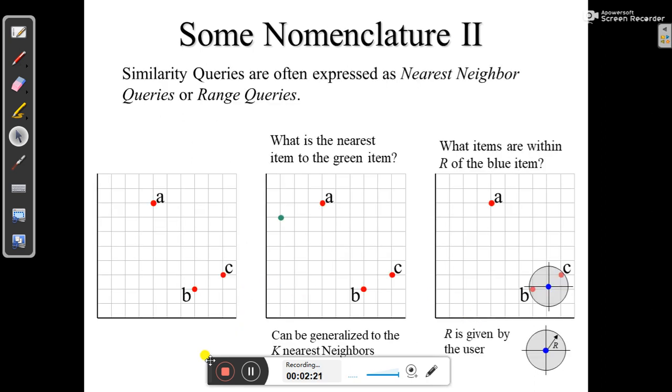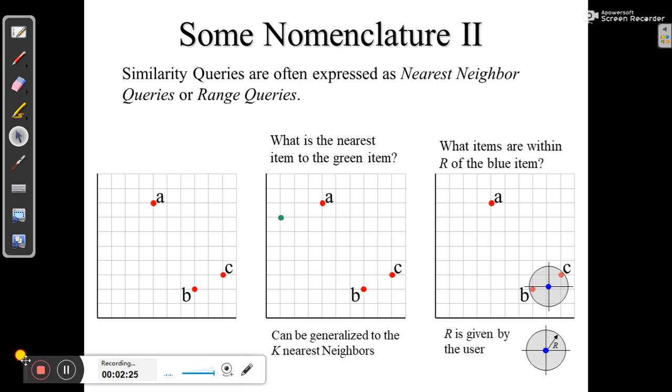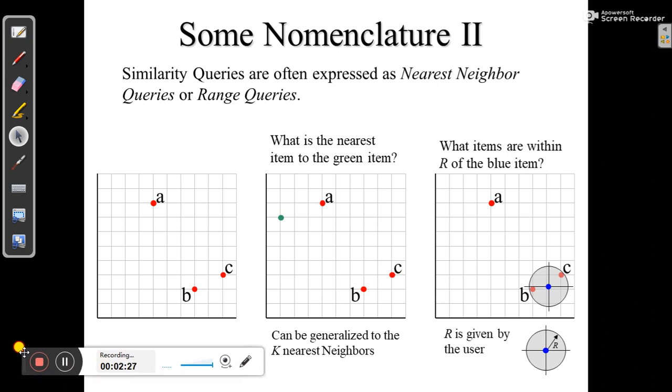Here you can see similarity queries are often expressed as nearest neighbor queries or range queries. Suppose there are three items A, B, C. What is the nearest item to the green item? We need to find the nearest item to this green item, and this can be generalized to the k nearest neighbors. We'll try to understand what a nearest neighbor is in a later part of this topic.